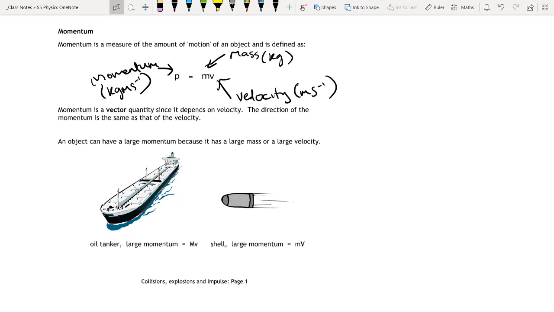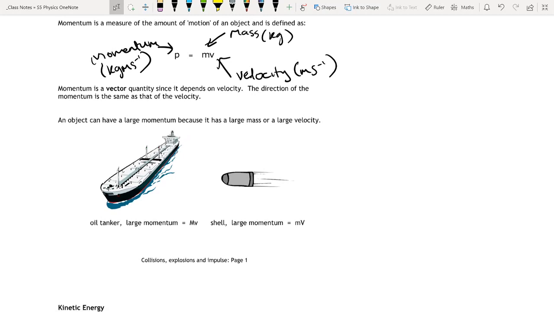An object can have a large momentum because it's either got a large mass or a large velocity, or both, obviously. So an oil tanker might be going quite slowly, but because of its huge mass, it's still got a large momentum. Or a shell, so a bullet from a gun, will also have a large momentum because it's got a large velocity, even though it's got quite a small mass. So it just depends on mass and velocity.